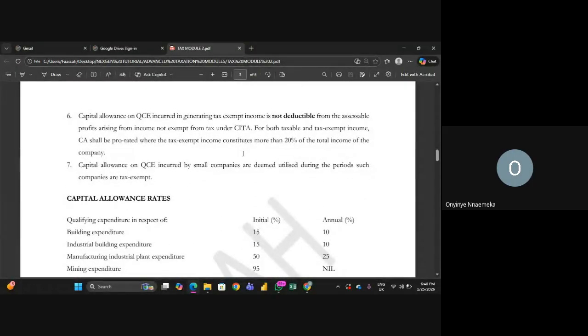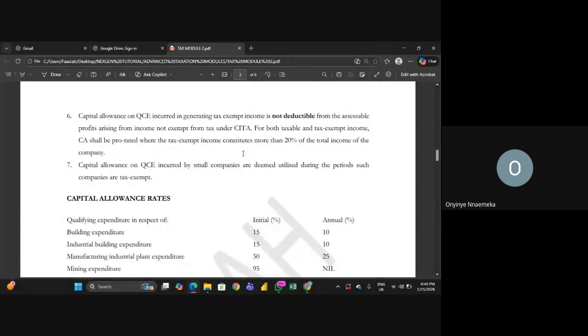Number 6, capital allowance on qualifying capital expenditure incurred in generating tax-exempt income is not deductible from assessable profits arising from income not exempt from tax under SITA. For both taxable and tax-exempt income, capital allowance shall be prorated where the tax-exempt income constitutes more than 20% of total income of the company. Now, let's break it down.